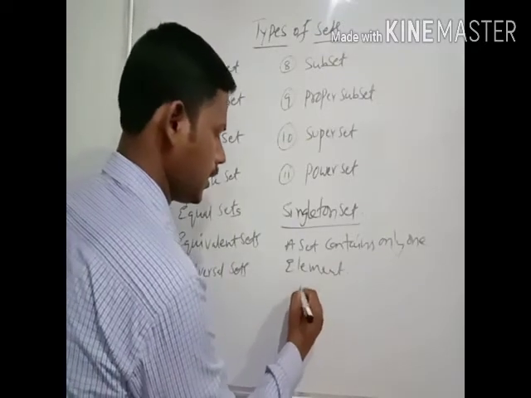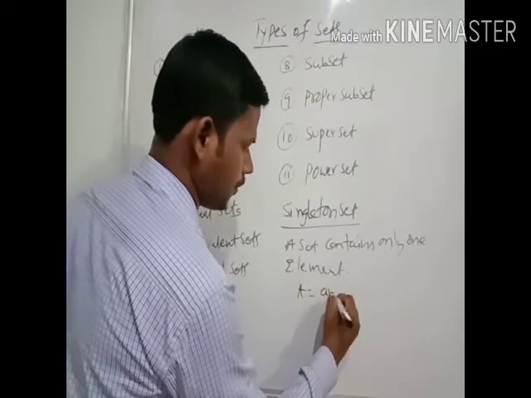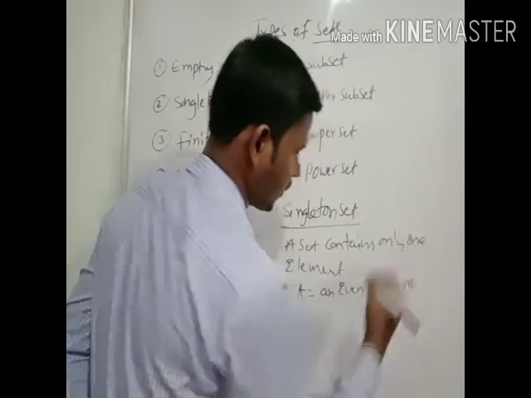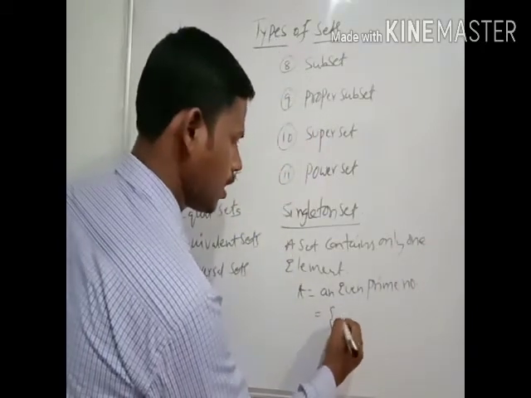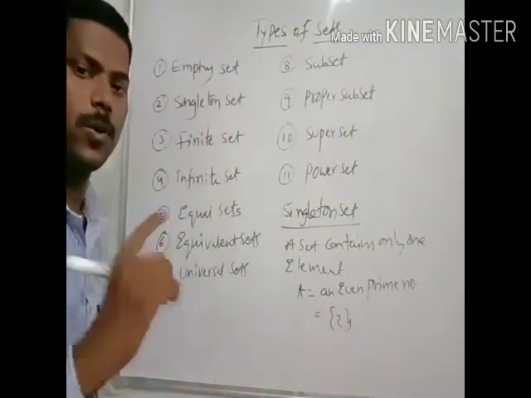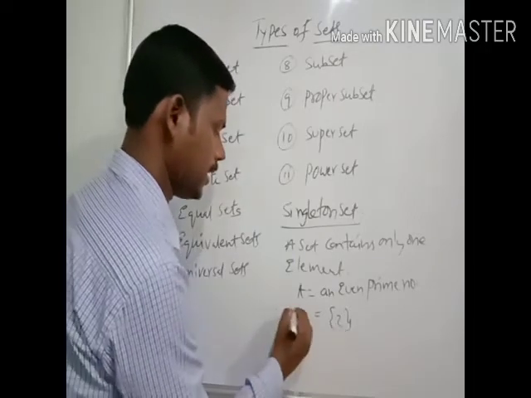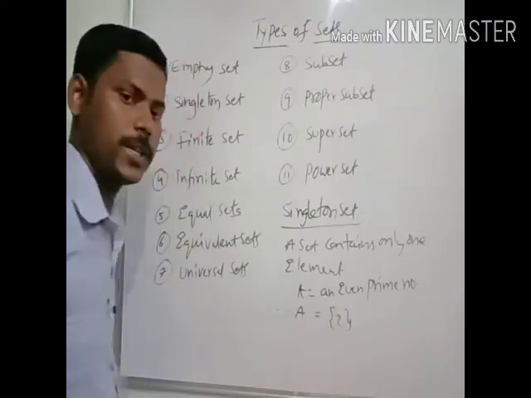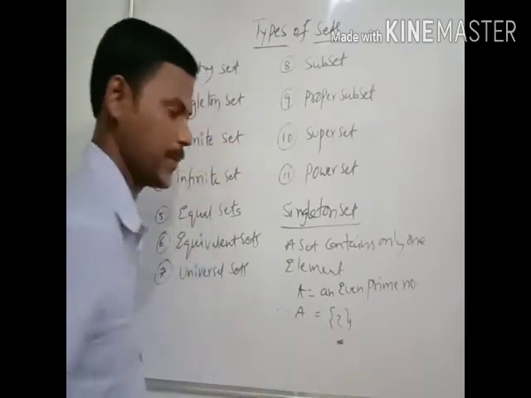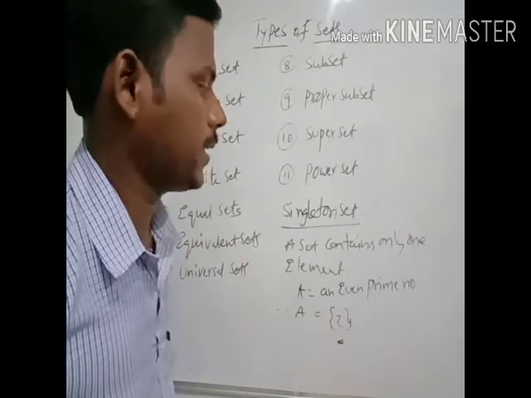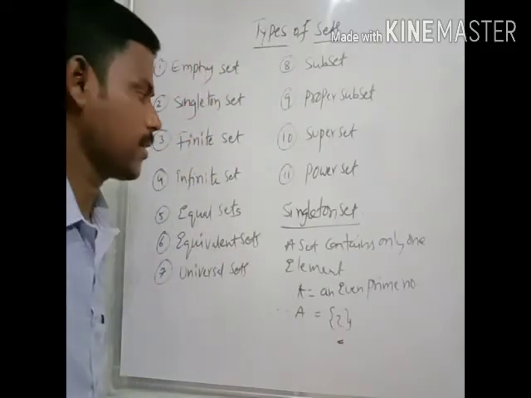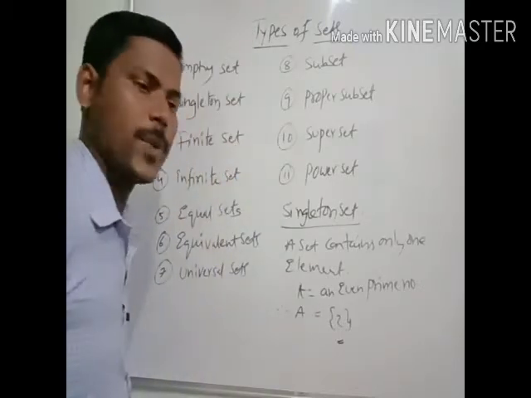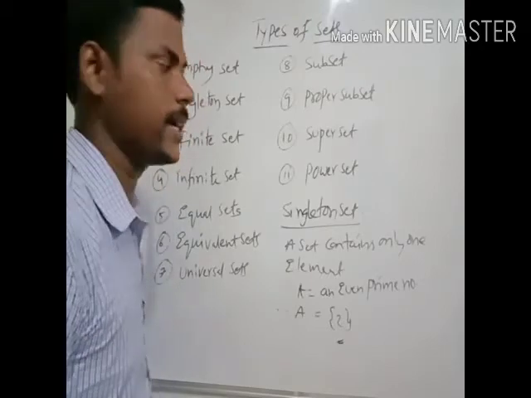For example, A equals the set of even prime numbers. So what is it, children? How many even prime numbers are there? Only one, that is 2. So A equals the set with 2 inside, which is called a singleton set. Once again, a set containing only one element is called a singleton set. Okay, children? So an even prime number is an example for a singleton set.